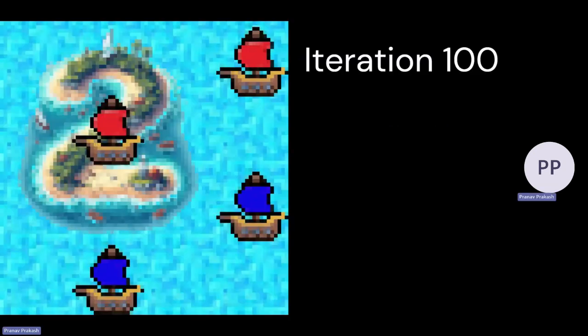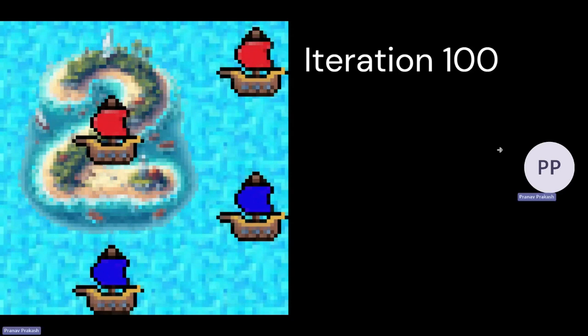Now let's start looking at the actual game running. For this example, I'm only taking a 4x4 map with one island, two red pirates and two blue pirates. Let's assume the iteration is currently number 100. Obviously, this is a randomly chosen number. It doesn't really matter. But this is the game state right now. You'll see that one of the red pirates is on the island, while the remaining pirates are off the island.